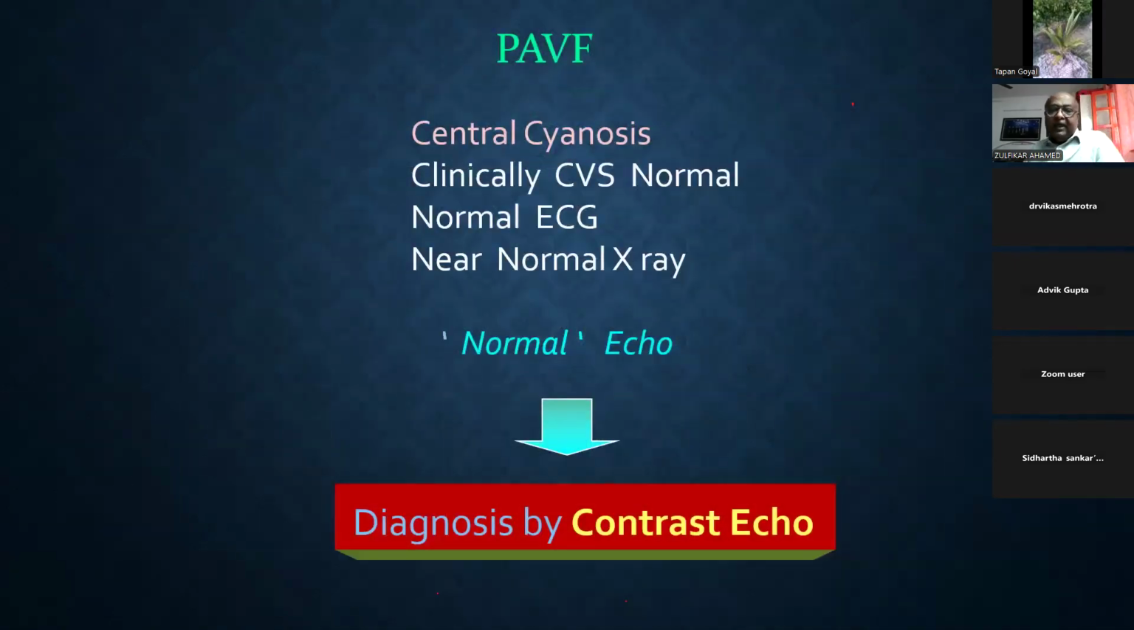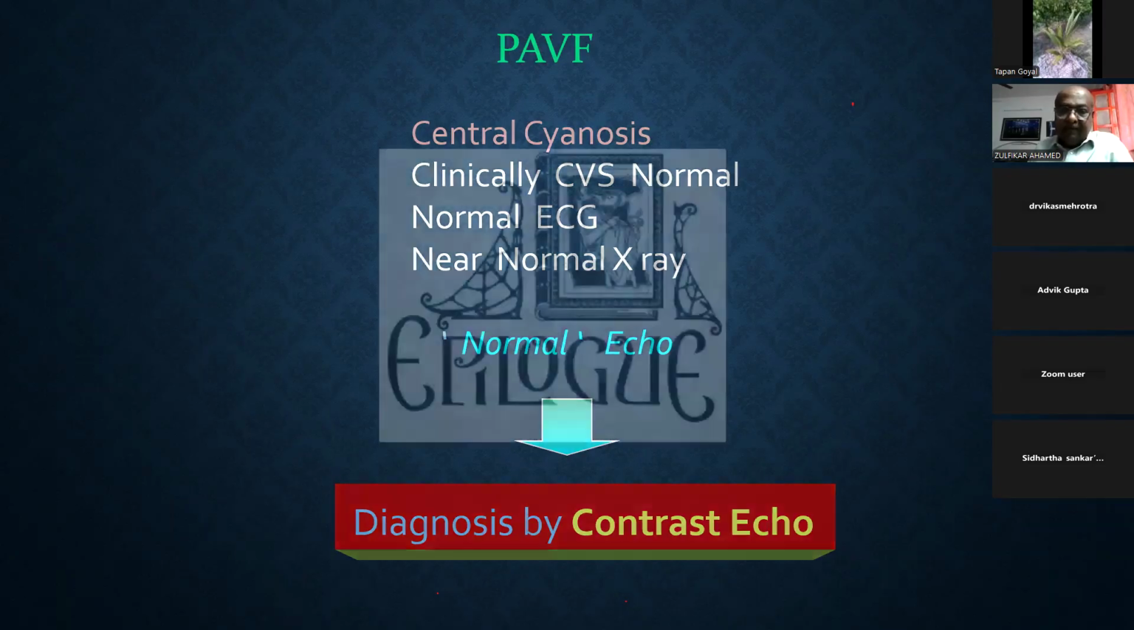So whenever a child has a pulmonary AV fistula, you will have central cyanosis, clinically normal CVS, normal ECG, near normal X-ray, and a normal echocardiography, because intracardiac anatomy is absolutely normal. You must make a diagnosis by a contrast echocardiography.